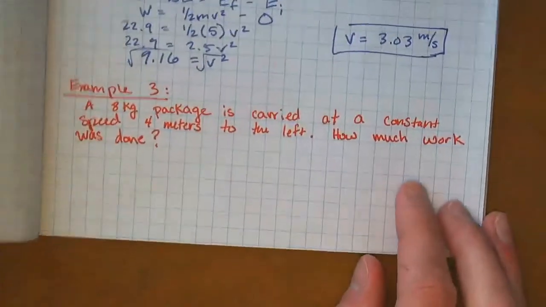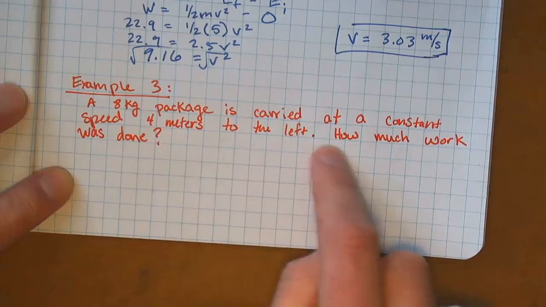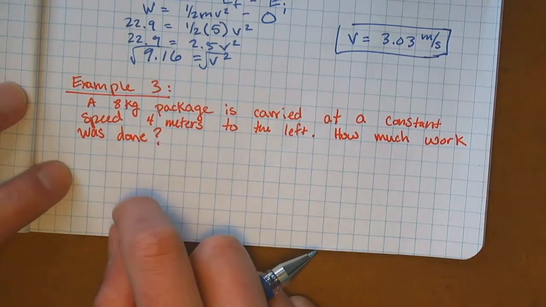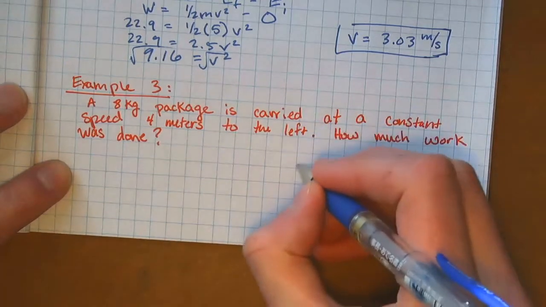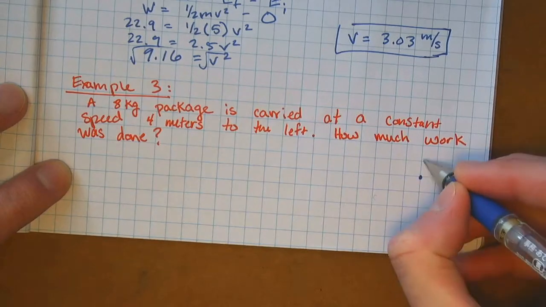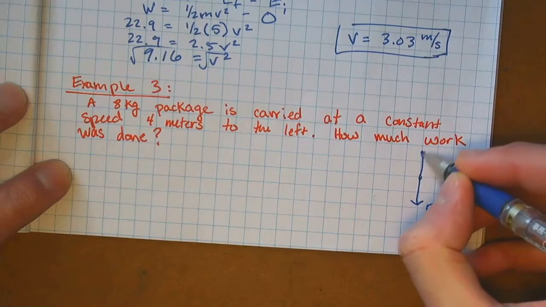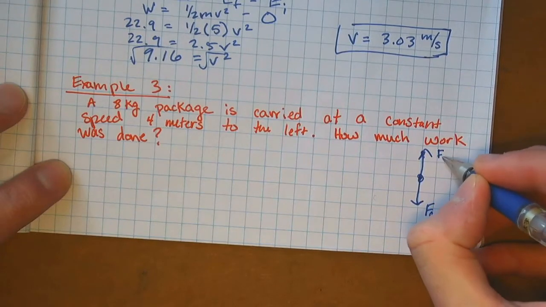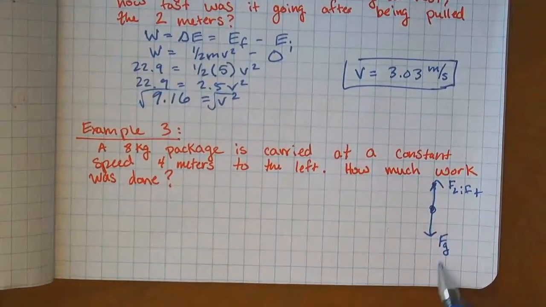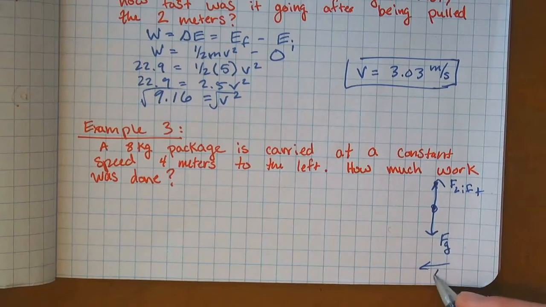All right, last one here. An 8 kilogram package is carried at a constant speed of 4 meters per second to the left. How much work was done? Let's just think about this. The forces that are acting on the object as you carry it are the weight of the package and the normal force, or the lift force, on the package. And it says it's being carried to the left, so it's being carried in that direction. So that's your delta X.